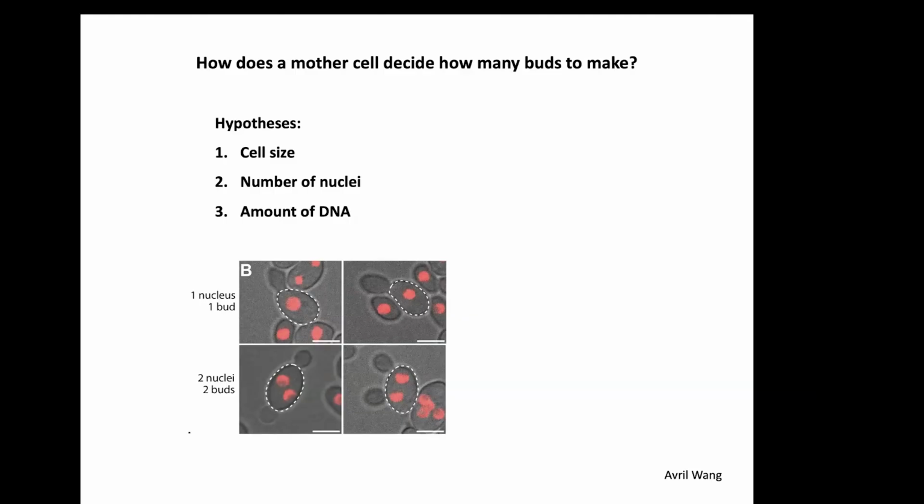When you have 2 nuclei, you tend to make 2 buds. And when you have 1 nucleus, you tend to make 1 bud. In fact, you always make 1 bud when you have 1 nucleus. We have seen one instance in about 3,000 cells where it made 2 buds. But basically you make 1 bud if you have 1 nucleus. And if you have 2 nuclei, half the time you make 1 bud, half the time you make 2 buds. And there's no size difference between the ones that make 2 buds and the ones that make 1 bud, statistically speaking.